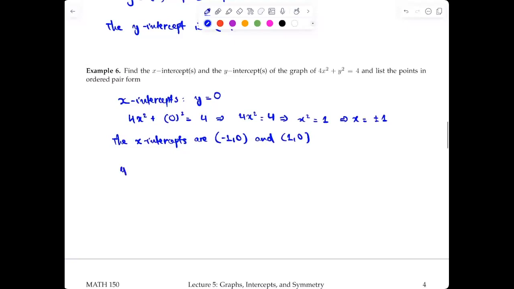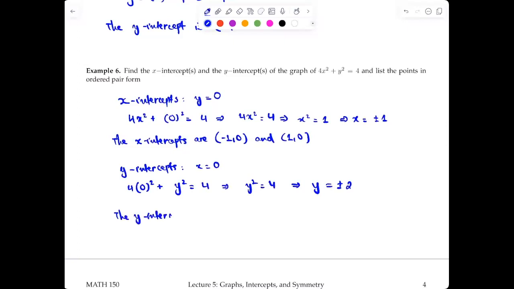Now for the y-intercept, you set x equal to 0, so you get 4 times 0 squared plus y squared equal to 4, or y squared equal to 4. Then take the square root on both sides, you have plus or minus 2. And therefore, the y-intercepts are (0, -2) and (0, 2). Sorry, good.